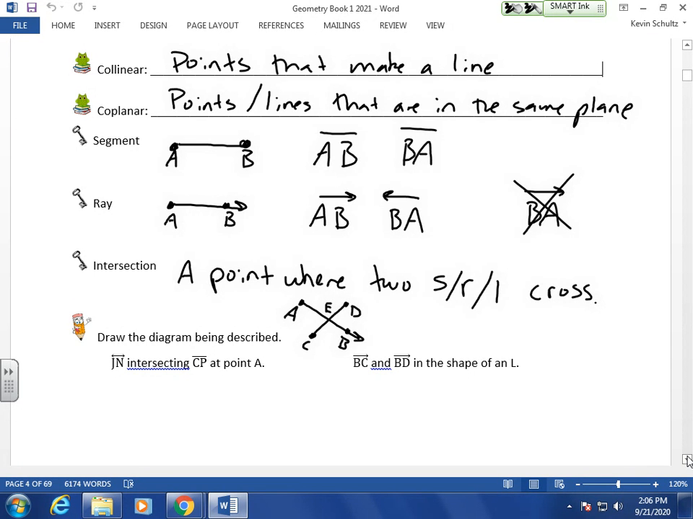Yes, sir? Wouldn't you be even lazier by just doing it two? Like, drawing it two? I could be, yeah. Yeah. Was he right? Okay.